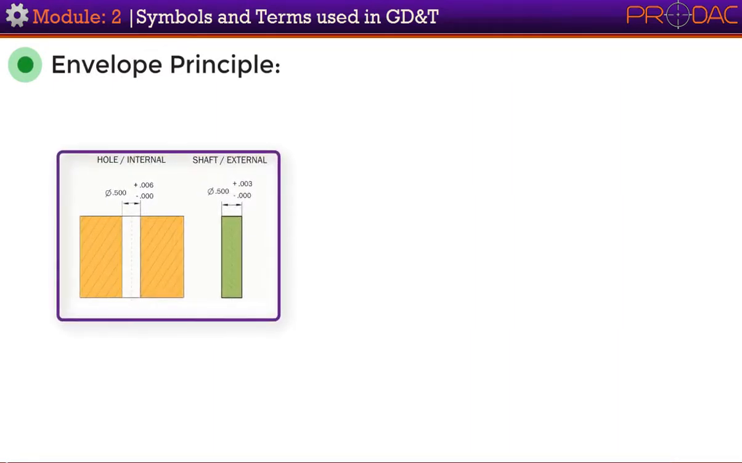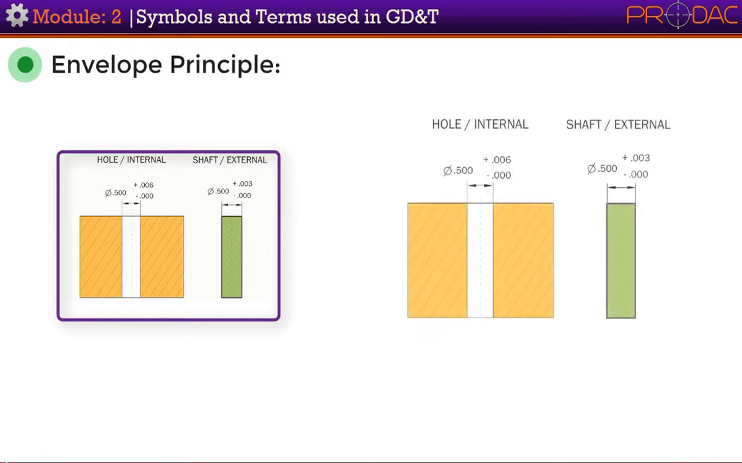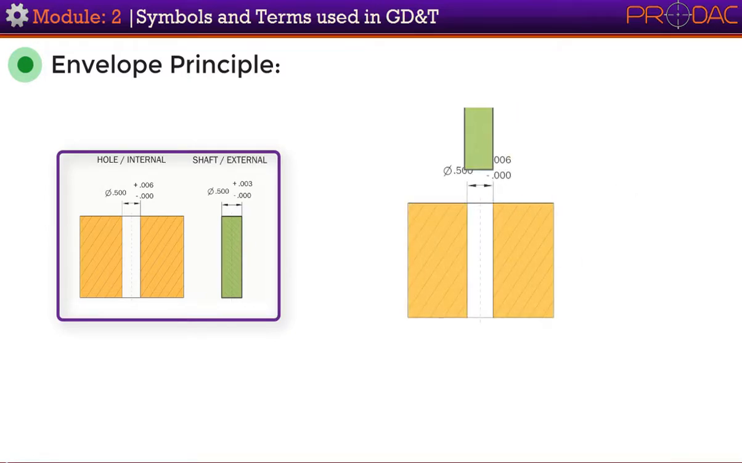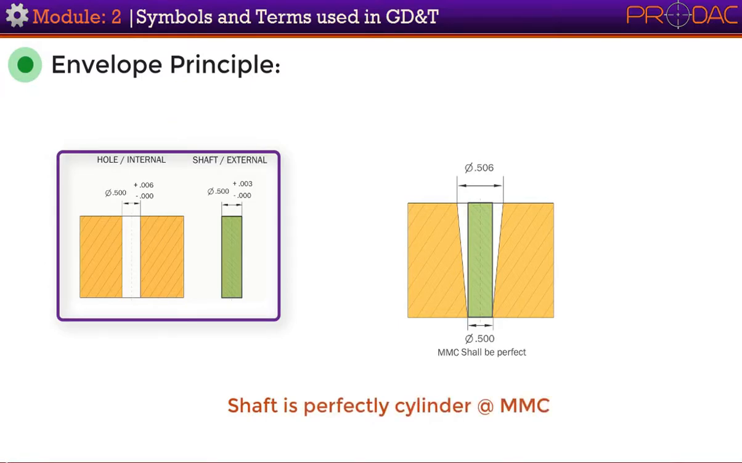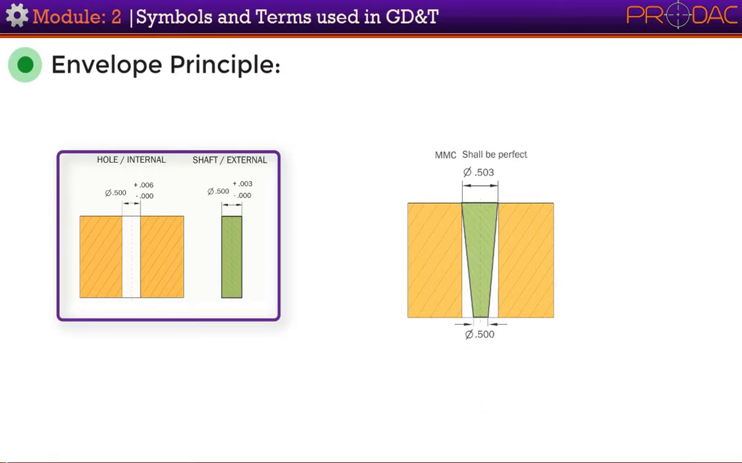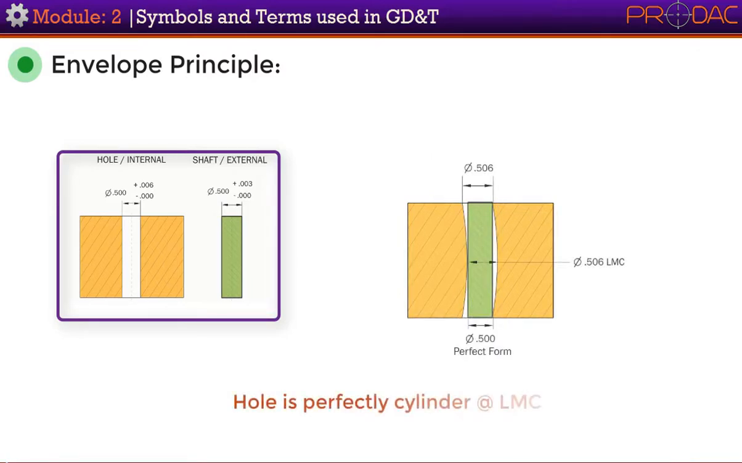Envelope principle. The envelope principle is defined by Rule 1 in GD&T within ASME Y14.5M 1994. This principle, Rule 1, is based on the premise that a shaft must be able to fit inside a hole which is as deep as the shaft length. In this case, the shaft is a perfect cylinder and the shaft is at its largest size, MMC. In addition, a bore must be able to receive a shaft which is as long as the hole depth. In this case, the hole is a perfect cylinder and the hole is at its smallest size, LMC.